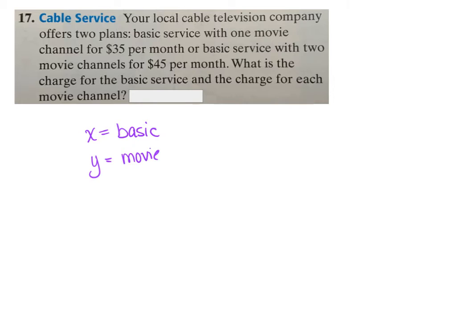So the first equation is going to be this first line right here. Basic with 1 movie is $35. So that is going to mean 1 basic and 1 movie is $35. The second equation is going to be that next line, basic service with 2 movies for $45. So I would say basic with 2 movies for $45.